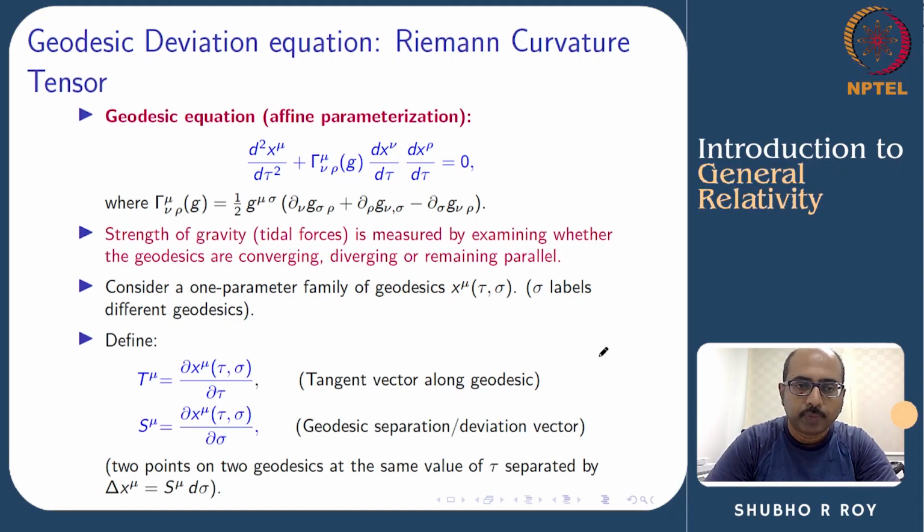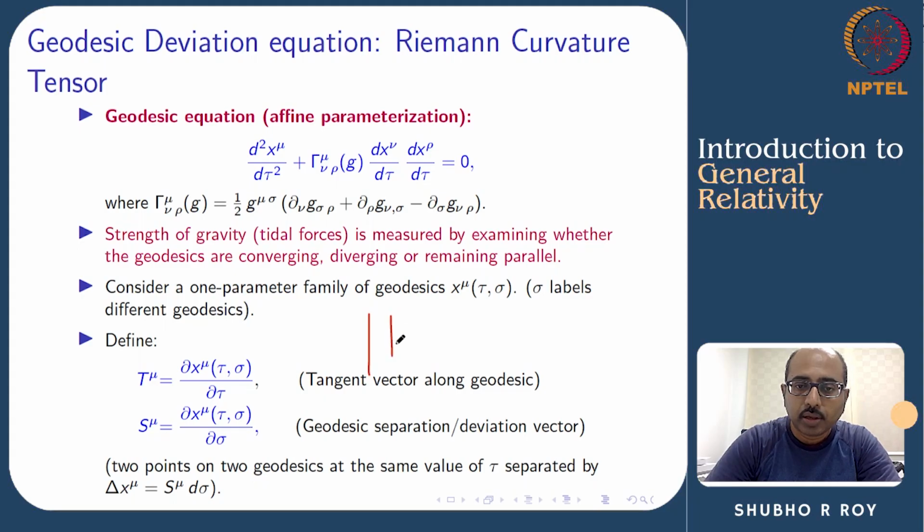All right, so we can define two fundamental quantities. First is T mu, which is the tangent to a geodesic, the tangent vector along a geodesic, so del x mu del tau. Or in physics language, you will call it the four velocity along the geodesic. And the other quantity measures the rate, the derivative with respect to the sigma parameter.